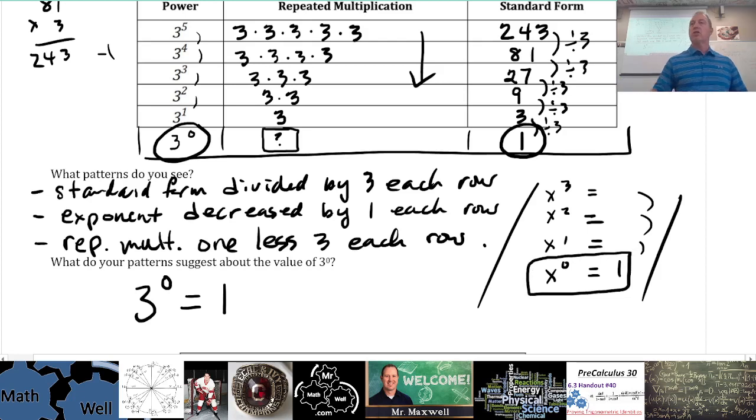So 3 to the power of 0 is 1. 4 to the power of 0 is 1. Guess what 5 to the power of 0 is? 1. Guess what 17 to the power of 0 is? 1. Here's a tricky one. What about 4,562 to the power of 0? Whoa, that was quick. Yeah, that one's 1. So any number or variable or quantity to the power of 0 equals 1, unless the base is 0, that's the problem.